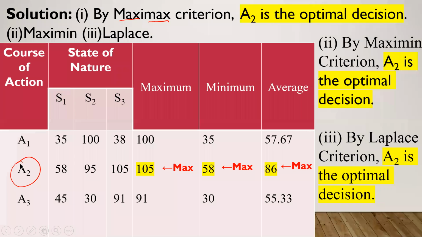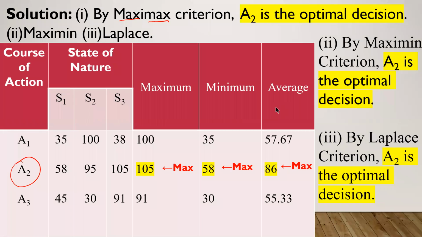And this is for A2. So by Maximin criterion, A2 is the optimal decision or the best decision. For Maximax, you have to first take the maximum, and out of those maximums again take the maximum. For Maximin, first take the minimum profit for each course of action. Minimum profit is 35, here 58, and out of those minimum profits select the maximum one. So again A2 is the best decision.